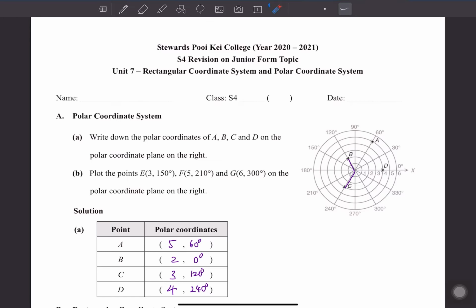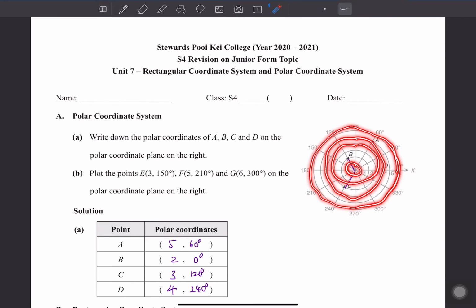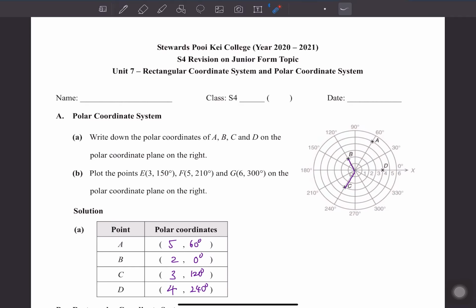And in junior form, you can see this pattern. We have a lot of concentric circles, but in senior form, we will not draw these circles again, okay? We will consider the distance and then rotate anti-clockwise to plot the graph like this, okay? We will not draw the circles again.